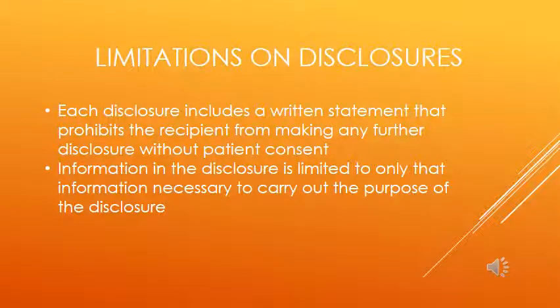Any disclosure of information by a Part 2 program other than those discussed in the previous slide must obtain the patient's written consent to disclose identifying information. Under Part 2, each disclosure made with the individual's consent must be accompanied by a written statement that prohibits the recipient from making any further disclosure of the information unless such redisclosure is expressly permitted by the consent or is otherwise permitted under Part 2.